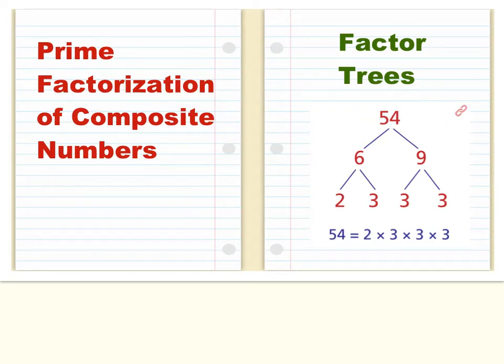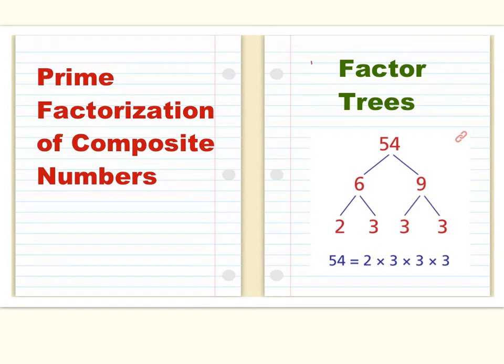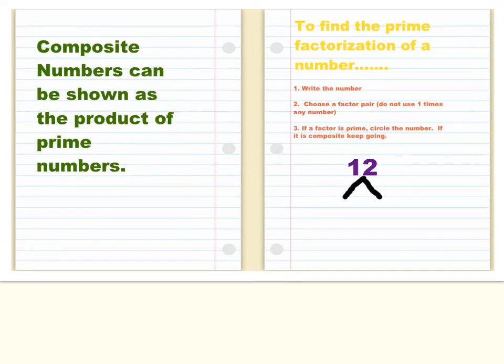You can write any number, any composite number, as a product of prime factors. So I'm going to show you how to do it. Always remember you need to think about factor trees when we are talking about prime factorization. All right, so first, here's what we do. Like I said, composite numbers can be shown as the product of prime numbers.